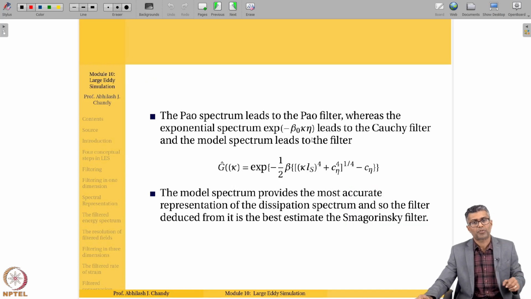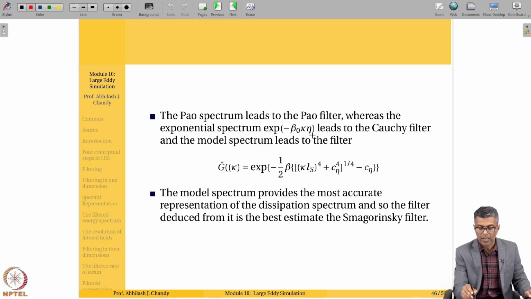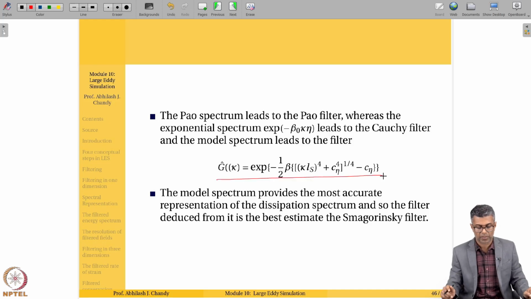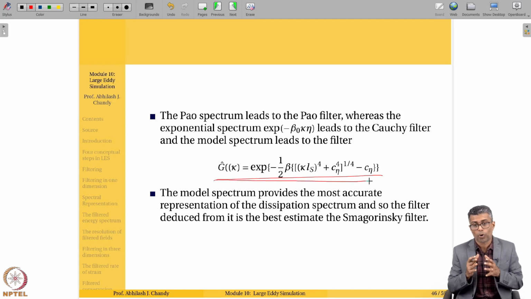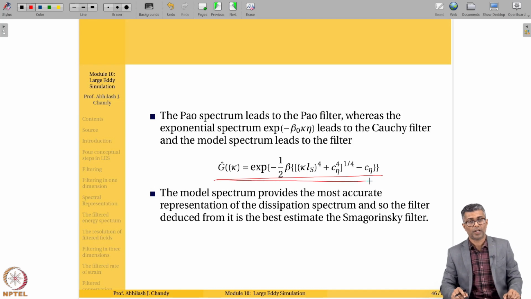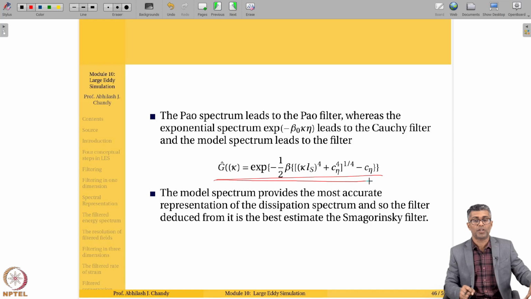So the power spectrum leads to the power filter, whereas the exponential spectrum leads to the Cauchy filter, and the model spectrum leads to the filter given by this. So this model spectrum provides the most accurate representation of the dissipation spectrum, and so the filter deduced from it is the best estimate for the Smagorinsky filter. So this one is your best estimate for the Smagorinsky filter. So earlier we had derived the Smagorinsky model, here we have the Smagorinsky filter.